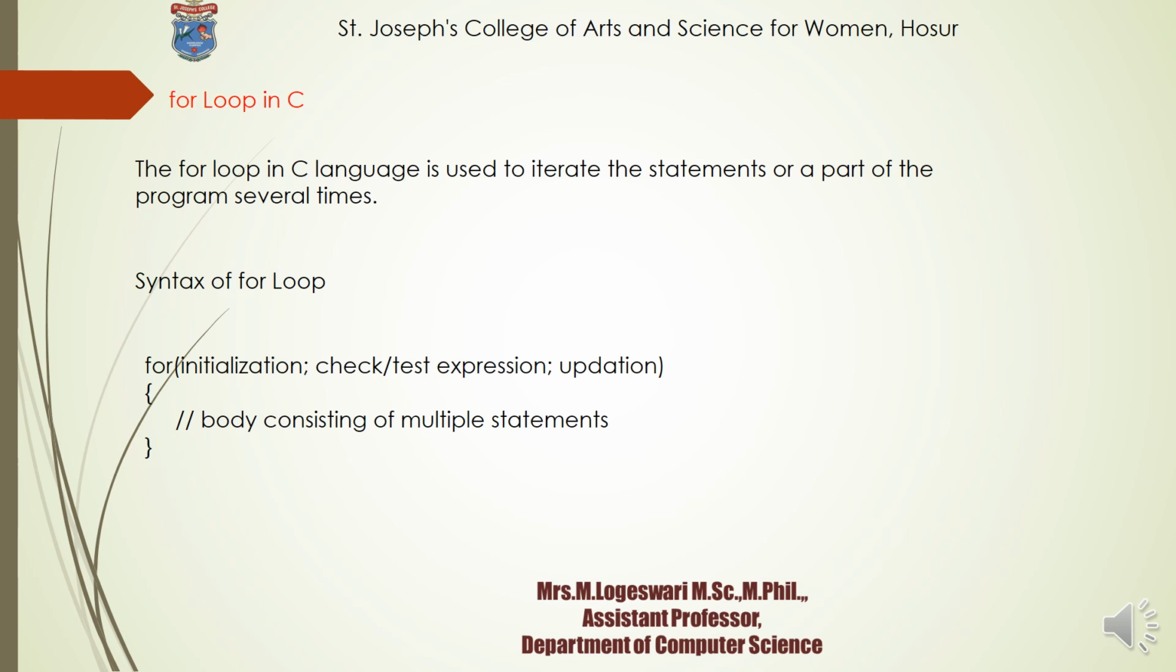Now the for loop. The for loop is used to iterate a statement or part of the program several times. What is the syntax for the for loop? The for, and there are three steps here: initialization, condition, and updation. After you start the for loop, you give the open brace, then give the multiple statements. At the end of the program you give the close brace.